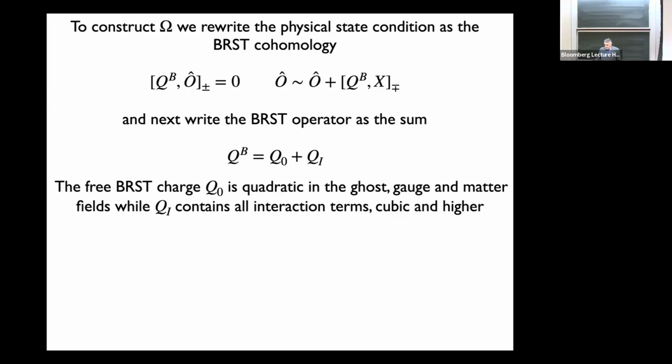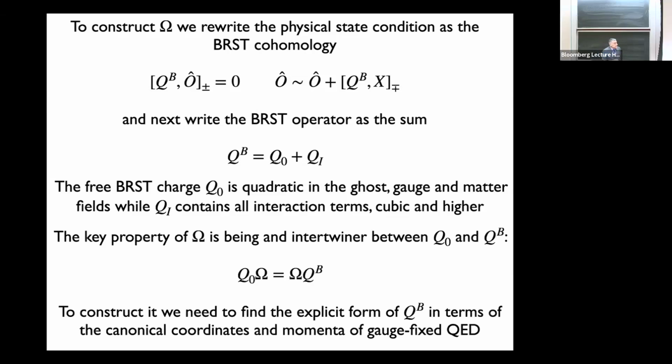Because now I can define two homologies, the Q0 homology, that would be simpler, right? And the exact homology. In the Q0 homology that I will define, we actually have a large cohomology among local operators. So there will be no problem in finding local operators that are in the cohomology of Q0, but they are not in the complete cohomology. So the way to relate them, again, is through this operator omega. And the key property that I want from this omega is that it intertwines between the simple free quadratic homology and the exact one, so that it obeys this property, Q0 omega equals omega QB.